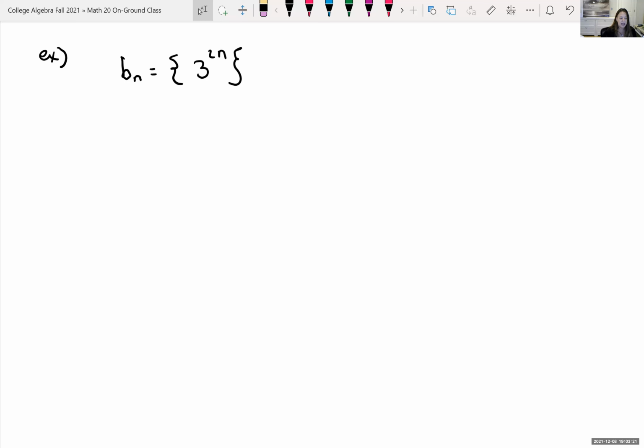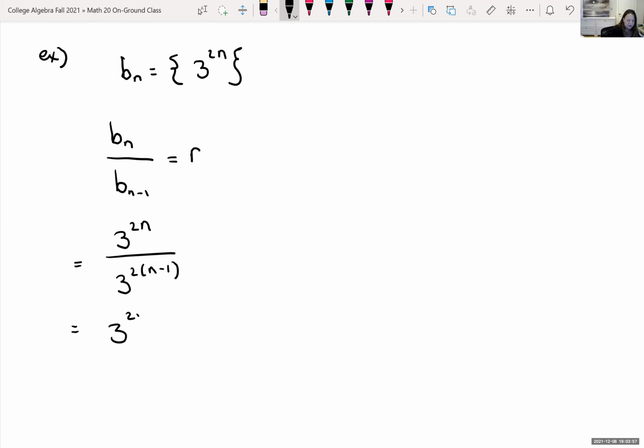So looking at b sub n, we have 3 raised to the 2n power. And again, we want to test to see if this is arithmetic, geometric, or neither. I'm going to test for geometric first. And that would say that if I have b sub n divided by b sub n minus 1, I should get back some constant r. So b sub n is 3 raised to the 2n power all over 3 raised to the 2 in parentheses n minus 1 power. So this is 3 raised to the 2n power divided by 3 raised to the 2n minus 2 power.